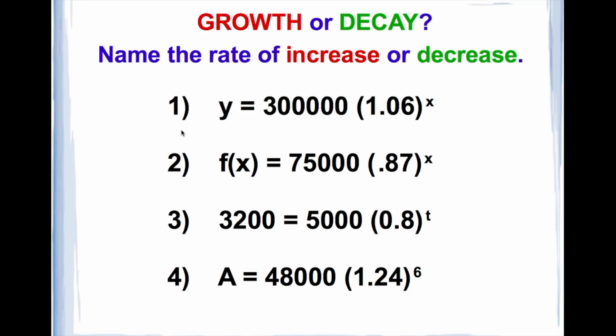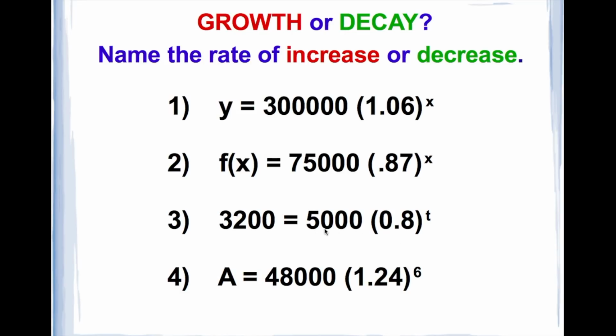Number 1 should be growth because this factor here is greater than 1. And the rate of increase would be 0.06, which is 6%. The entire 1.06 is called the growth factor. In number 2, we should call this decay because our factor is 0.87, less than 1. If you subtract 0.87 from whole 1, you get 0.13, which would be a decay rate of 13%.